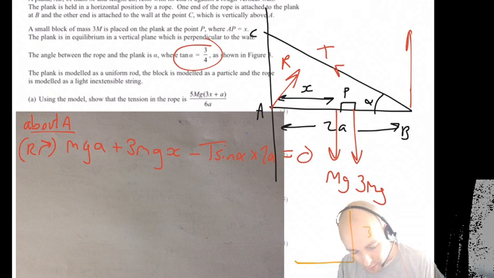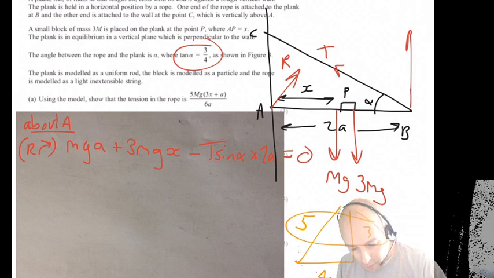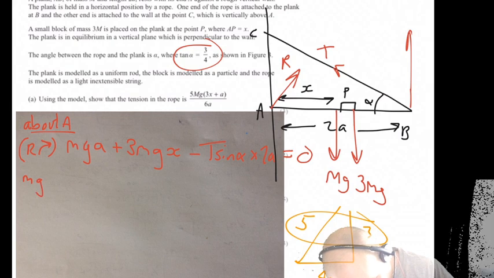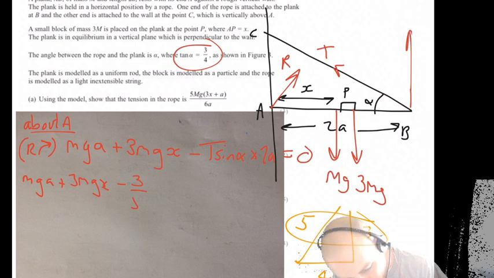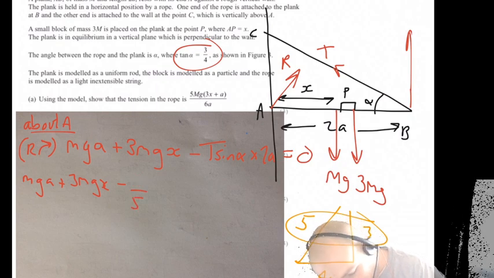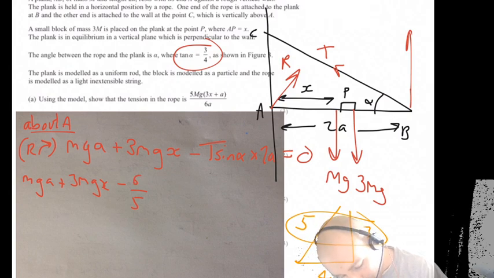3/4 is tan, so there we go for 5. So sine is going to be 3/5. So we get mga plus 3mgx minus 3/5. Let's change that and make it 6/5 of at equals 0.